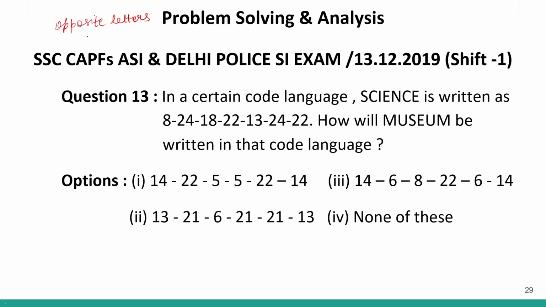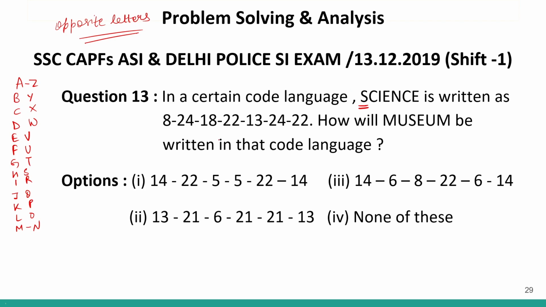Opposite letters: alphabets are written in a specific manner and then we find the code. So, let me write the opposite words over here. We have A, B, C, D, E, F, G, H, I, J, K, L, M, then N, O, P, Q, R, S, T, U, V, W, X, Y, Z. So A is opposite to Z and M is opposite to N and so on. So this we have discussed.